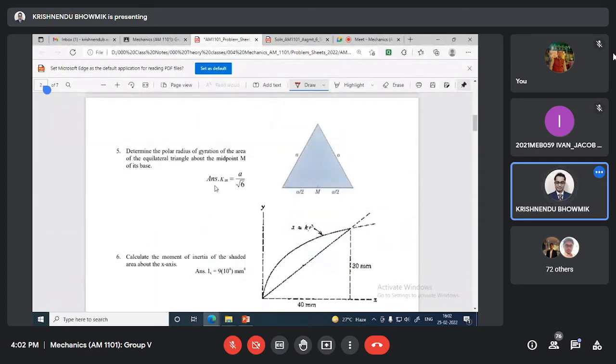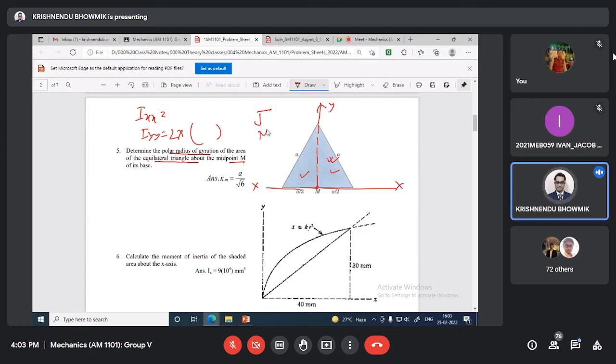Then number 5: polar radius of gyration. So what you have to do? You can write this way: one triangle, two triangle. For one, calculate with respect to M, the midpoint M. Maybe you write this is the X, this is the Y. Then you can easily calculate the Ixx value for this triangle. The Iy value will be 2 times this value. Then you can get J, and you can calculate the polar moment.